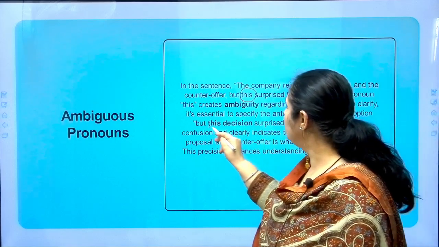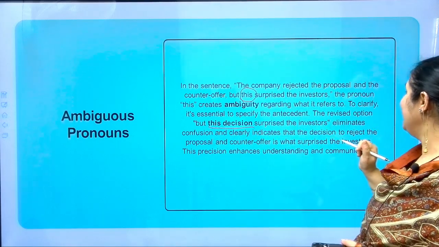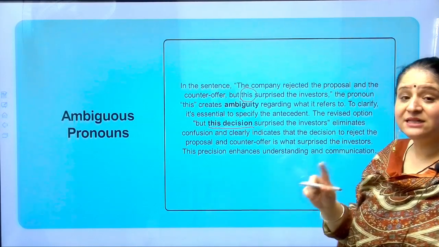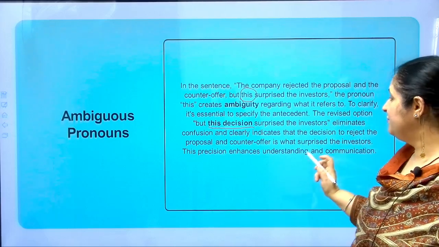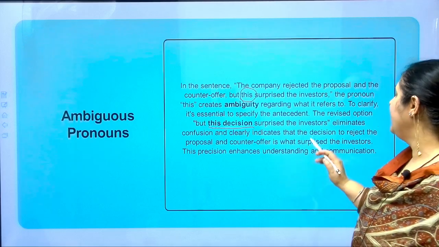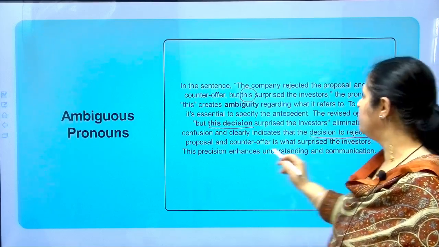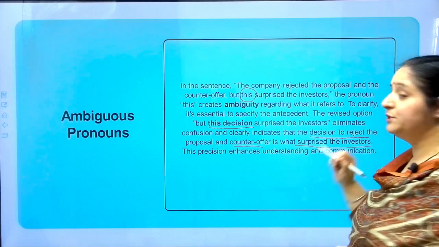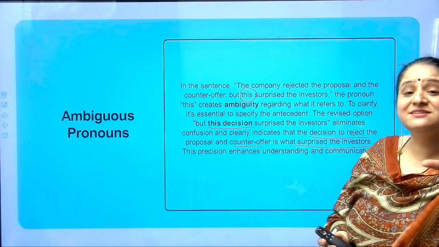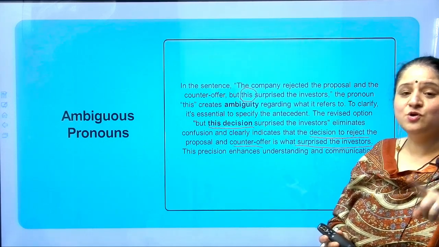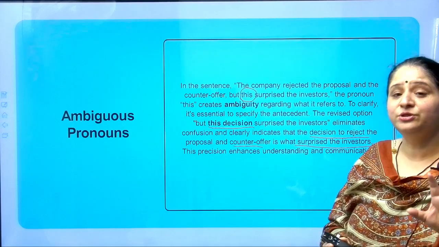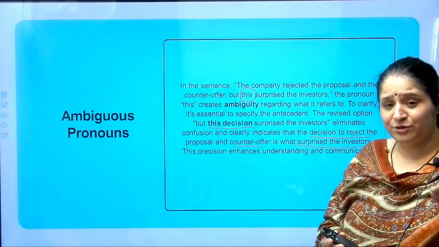Right? So to remove any ambiguity, we will simply say the company rejected the proposal and the counter offer, but this decision surprised the investors. Right? Why? Because it will eliminate confusion and it will clearly indicate that the decision to reject the proposal and counter offer is what surprised the investors. So investors को किसने surprise किया? Investors को इस decision ने surprise किया. Are you getting it? So again, to remove ambiguity, we have to make it a little clearer, as in to the students, to the readers, whoever is doing it.